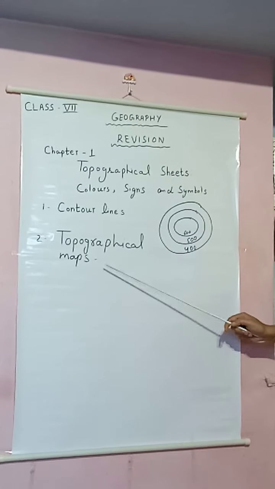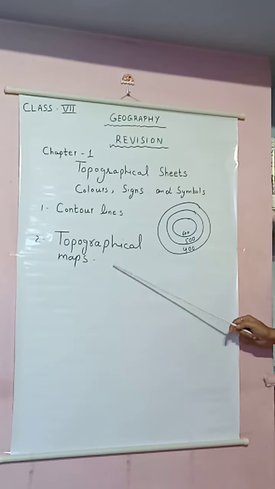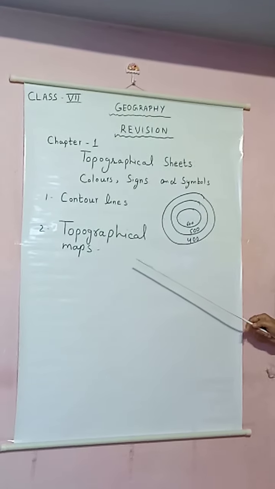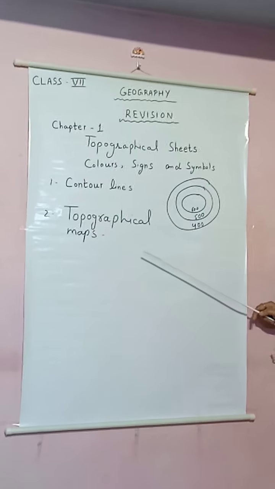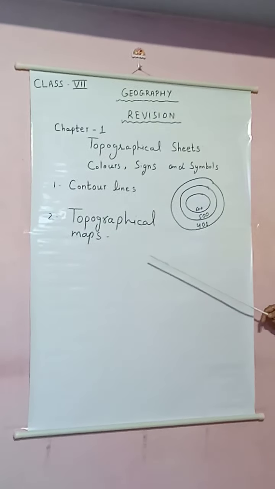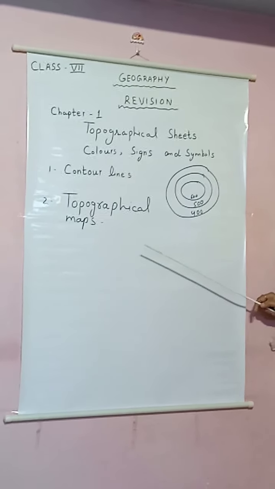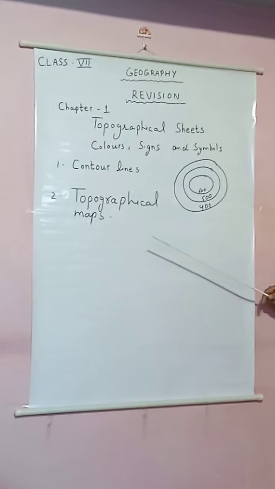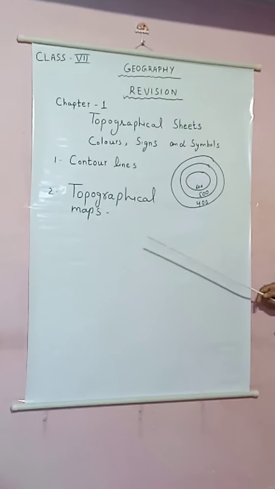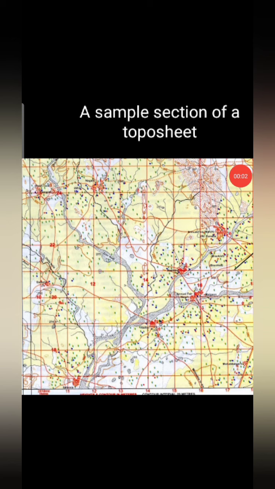Second is topographical maps. Topographical maps are large scale maps that show both natural features such as mountains, hills, rivers, lakes, plateaus, cliffs, etc. and man-made features such as settlements, roads, railway tracks, wells and embankments. Students, you can see this is a sample section of a topo sheet. A topo sheet or a topographical map provides a heap of information of both natural and man-made features.